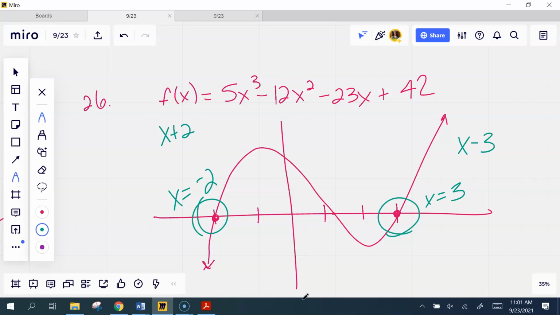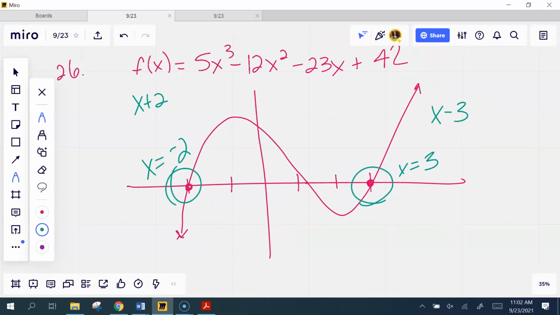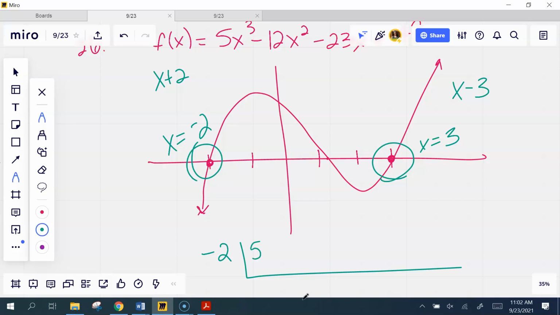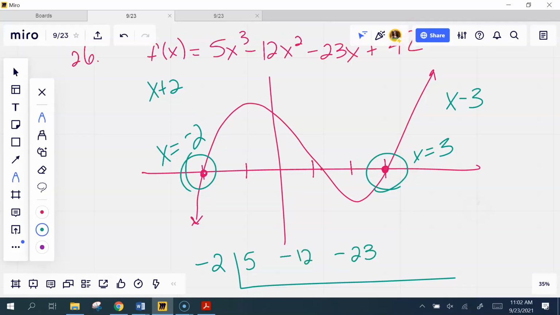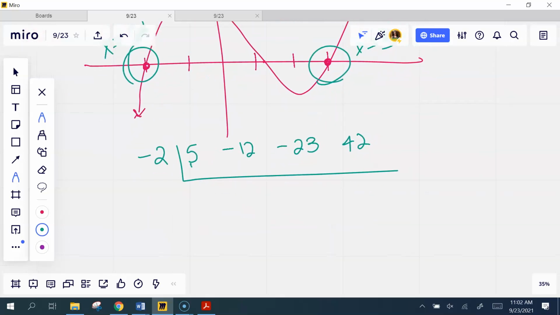How can I tell if it's a factor? Plug it in and see, right? See if the remainder's 0. So I'm going to synthetically divide this one this time because they asked me to factor it completely. Okay? And remember, I'm going to just do the -2 here. 5, -12, -23, and 42. I could do synthetic division or I could do f of -2. Either one would be fine, but since I'm asked to factor this one completely, I'm going to go ahead and divide it so I can get the other part of the problem here. -22, that would be 44. 21. Is it a factor? Yes.